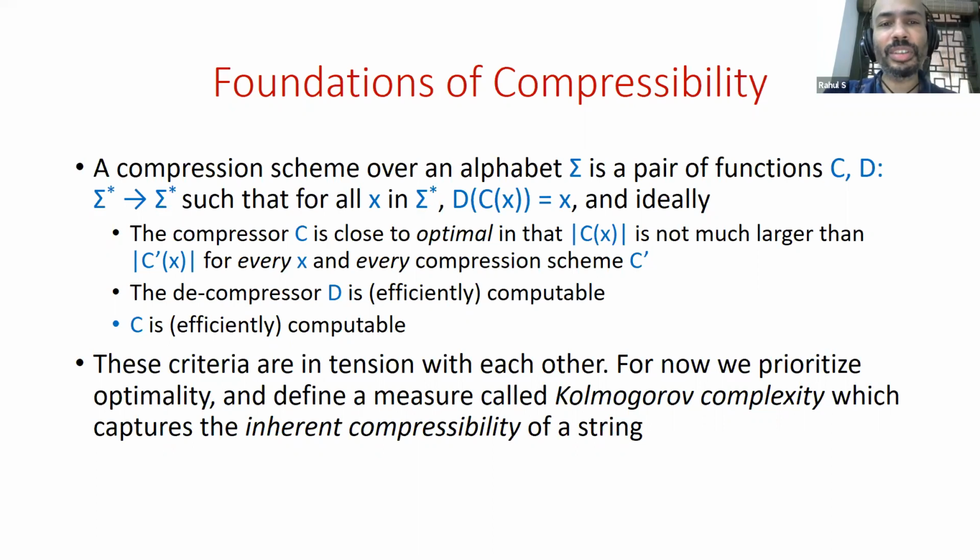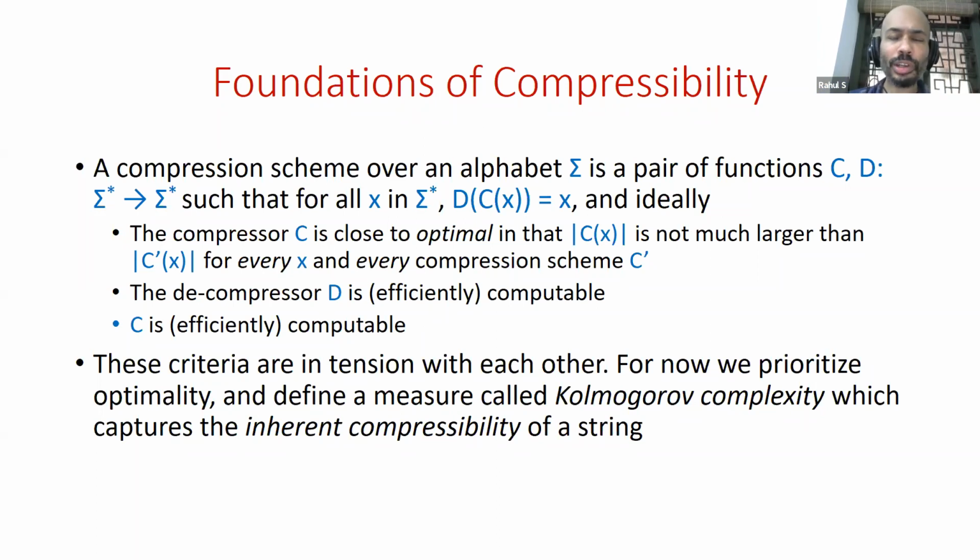If you take any compression scheme C prime in your class of compression schemes, you want your compression scheme with compressor C to be compressing by close to what C prime compresses by. So you want the size of C of X to be not much larger than C prime of X. This feels like a very, very strong requirement. It's not even clear that it's possible to satisfy it. We'll see that for some natural class of compression schemes, it is possible. And it's already interesting, and it gives rise to quite a deep theory of Kolmogorov complexity.